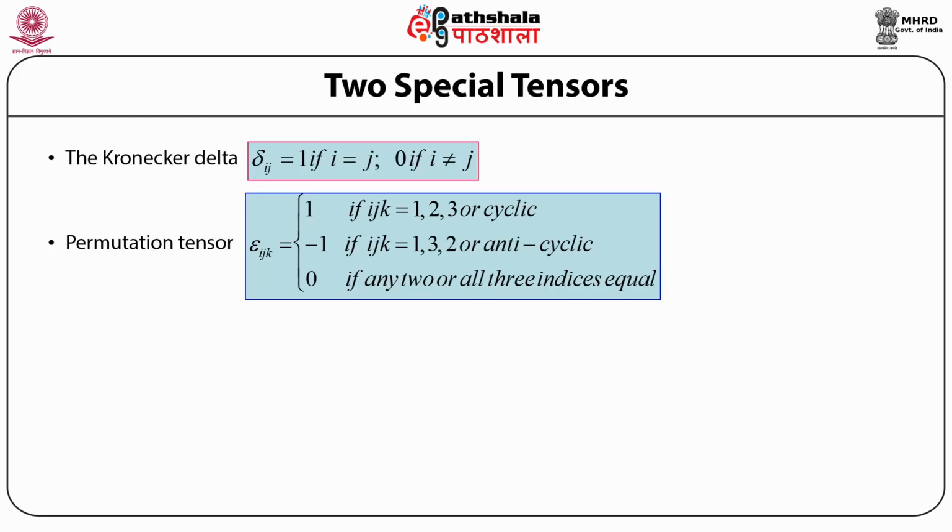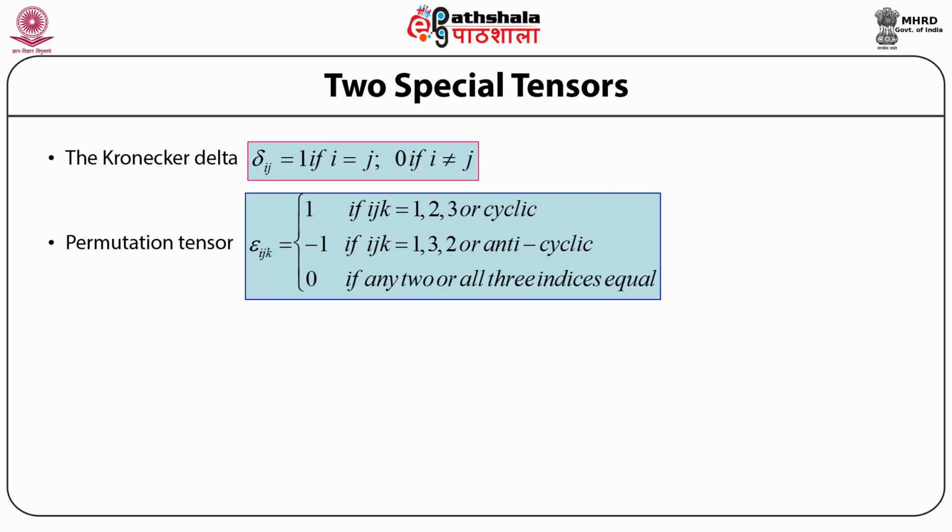And the permutation tensor epsilon subscript i j k turns out to be equal to 0 if any two or all of the three indices i, j, k are equal. So from the above discussion, one can conclude that the permutation tensor epsilon subscript i j k is equal to epsilon subscript j k i, which is equal to epsilon subscript k i j.